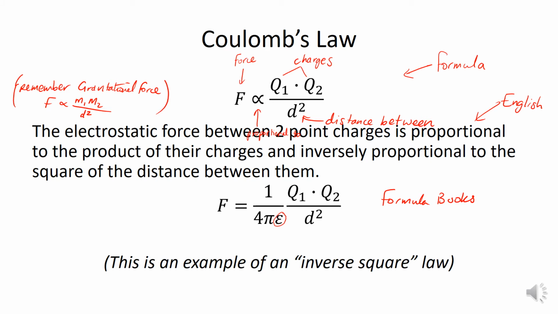And this is an example of an inverse square law, because we have 1 over d squared, and if we increase the distance, the force dramatically decreases because it's d squared, d times d. So if you double d to 2d, the force is proportional to 1 over 4 d squared, because you'll have 2 times 2. That's where the square bit comes in.